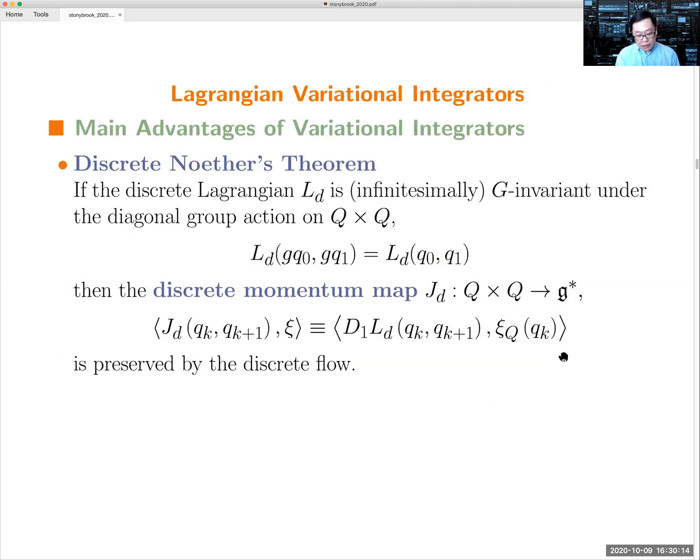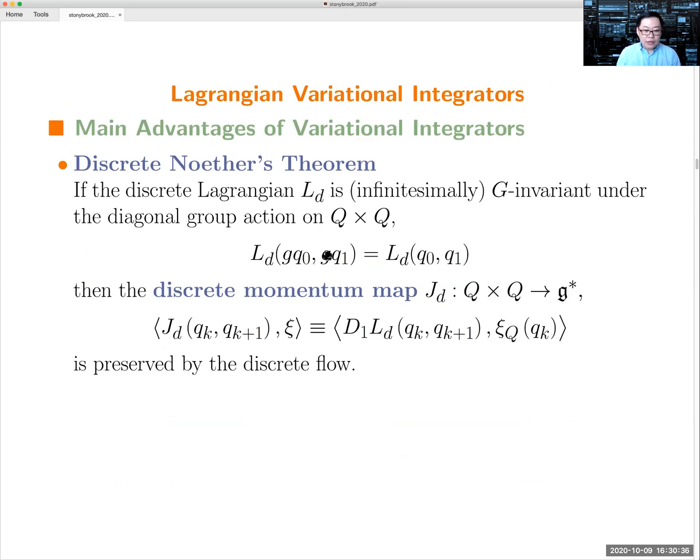Okay, so let me say a little bit about, if you have a mechanical system, what are the benefits to constructing a numerical method from this discrete Lagrangian perspective. The first thing is that you have a discrete version of Noether's theorem. Noether's theorem says that if there's a symmetry of the problem, then there's an associated conservation law. So something analogous happens here.